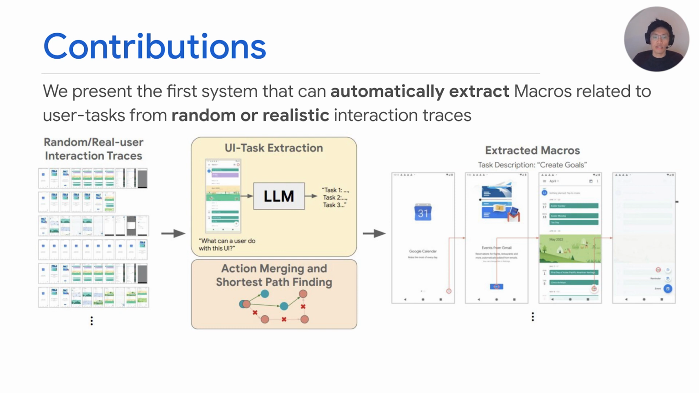In this work, we introduced the first system that can fully automatically extract these macros directly from random or realistic interaction traces. As shown in this figure, the traces are passed through an LLM to extract tasks in multiple steps, and these traces also form an interaction graph to allow us to find a compact set of actions for the macros, and finally producing macros that represent user tasks and actions.